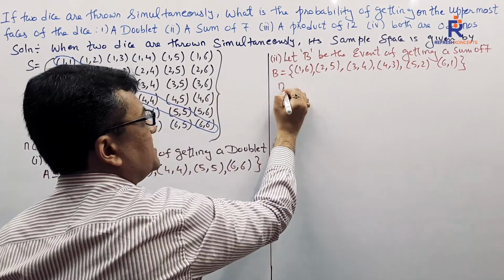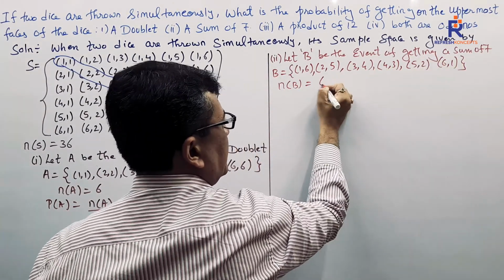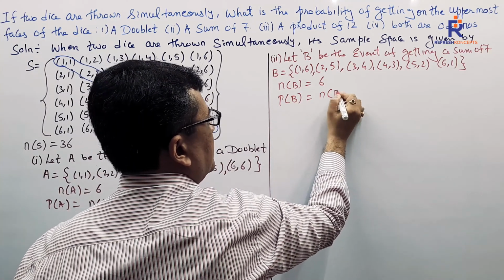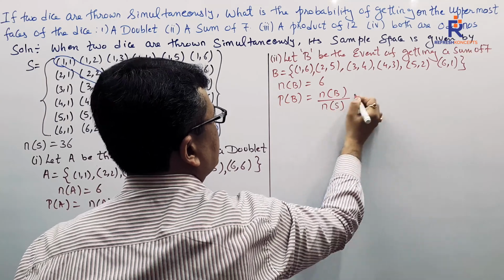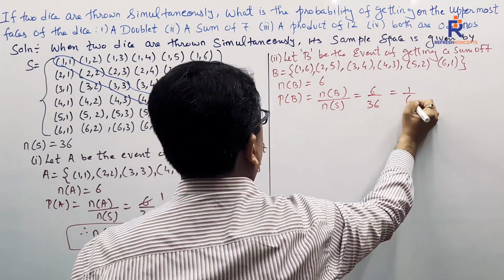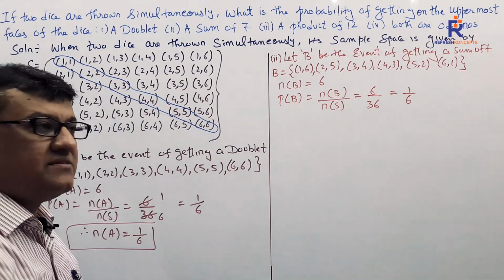So what is n of B, children? N of B is again 1, 2, 3, 4, 5, 6. N of B is 6. Probability is n of B upon n of S, 6 by 36. Answer is again 1 by 6. Probability of B is 1 by 6.